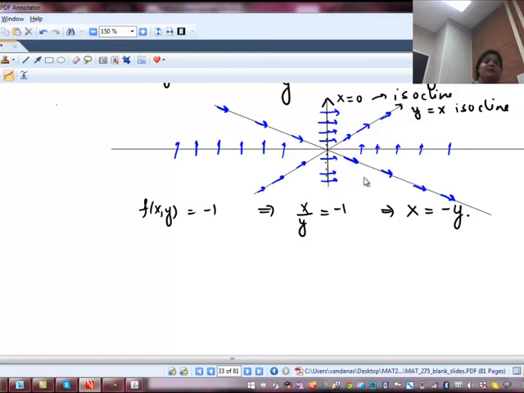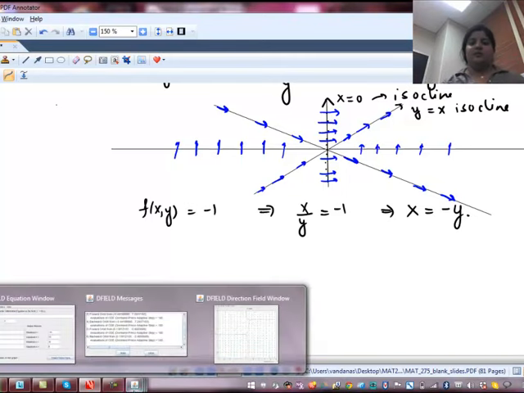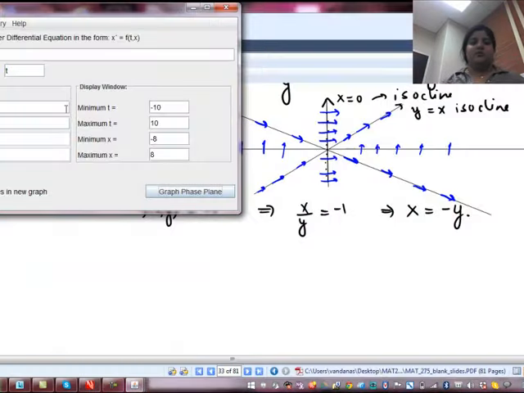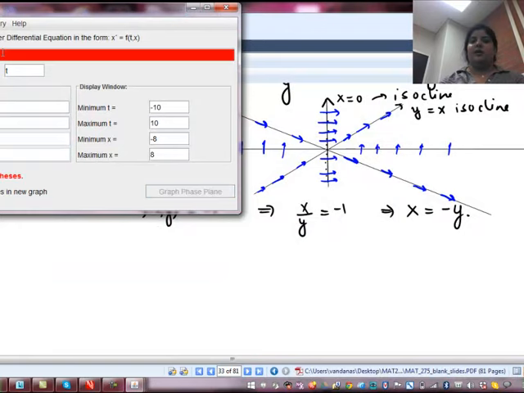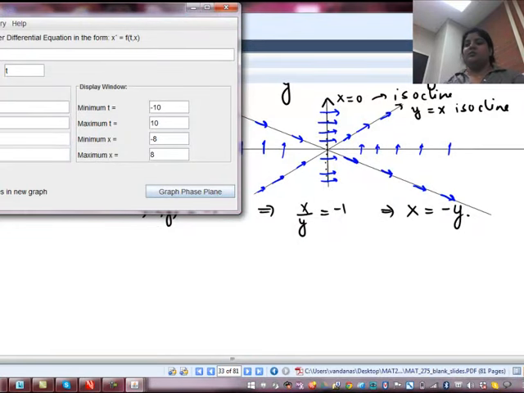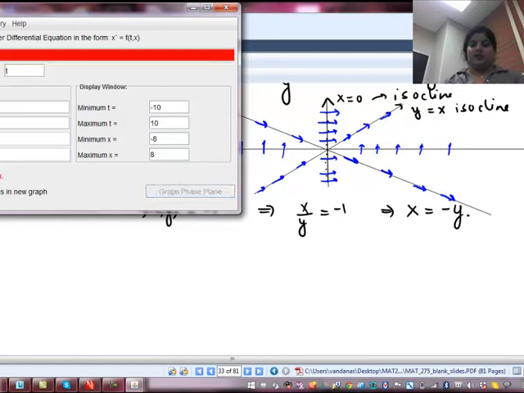If we go back to the direction field software and see what the direction field is doing there. So y prime, what was the differential equation we had here? y prime is equal to x over y, right? So I should say here t over x.